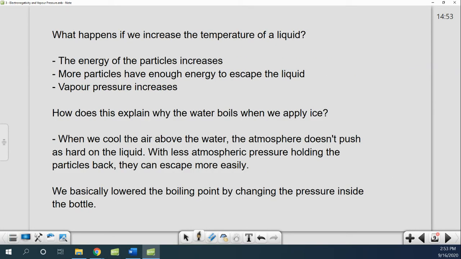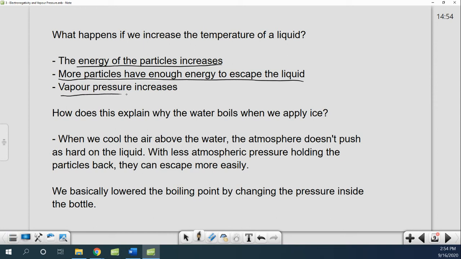So let's look at boiling. What happens if we increase the temperature of a liquid? We start heating it up. Well, if we increase temperature, we're putting in energy, right? So the average energy of the particles increases. If the average increases, therefore, more particles have enough energy to escape. So more particles should be able to escape. You go from water just sitting there to maybe water steaming. You're seeing even more start to escape.